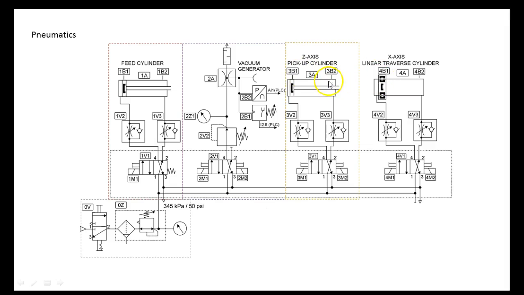Here's cylinder number three. This is the pickup cylinder. So this is the one that does what? Goes down and picks it up. What valve controls it? It's controlled by solenoids 3M1 and 3M2. So 3M1 would cause it to do what? It would shift it over, so 3M1 would cause it to extend. 3M2 would cause it to what? Retract. Then we go up to the flow control valves using meter out, and here's the cylinder.